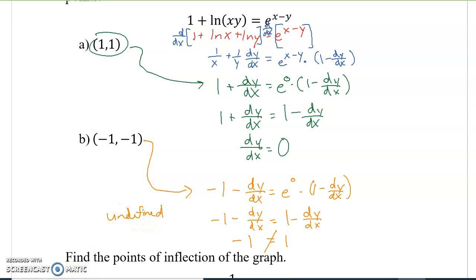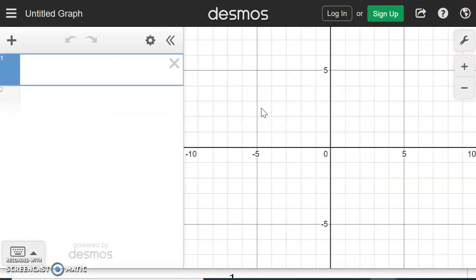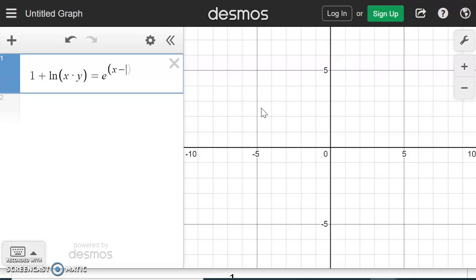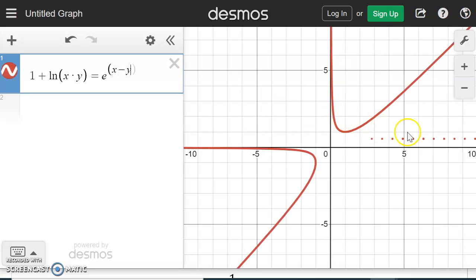So it might be nice to see what's going on in the graph. Maybe we can kind of make heads or tails of what's going on here. So let's pull up a graph. And you might find that some calculators are unable to graph this implicit equation, 1 plus the natural log of x times y equals e to the x minus y, but I think Desmos will do an okay job of it. We've got these puzzling little dots right here. Perhaps it has to do with the fact that the natural log function has a restricted domain.